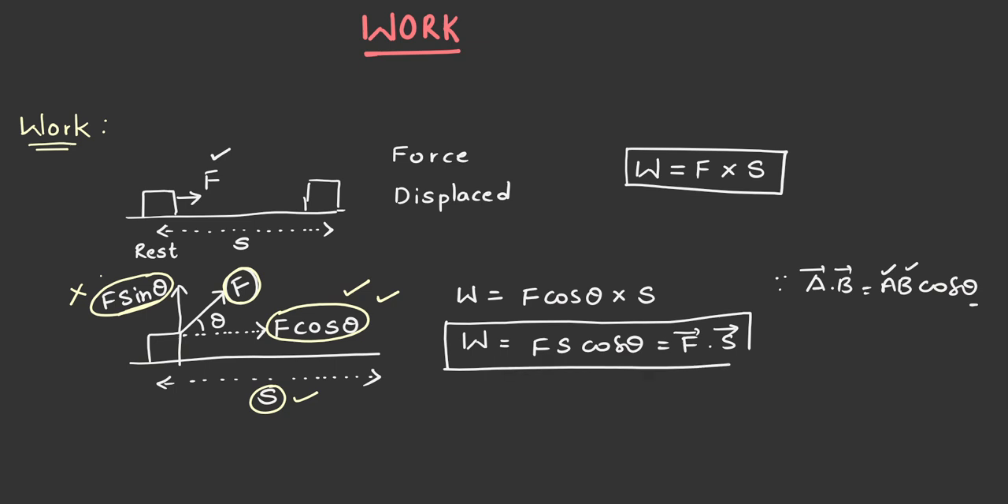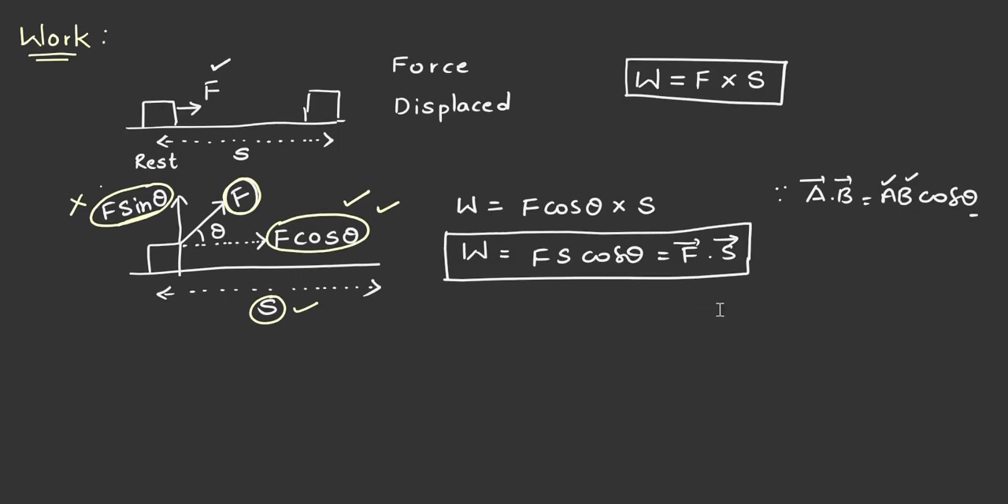So work done is given by Fs cos theta, which is also equal to F bar dot S bar. That is the mathematical expression of work done. Now if we look at the units of work done, let us write CGS units and MKS or SI units.